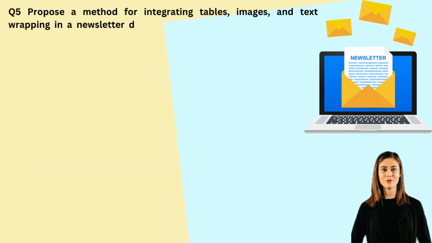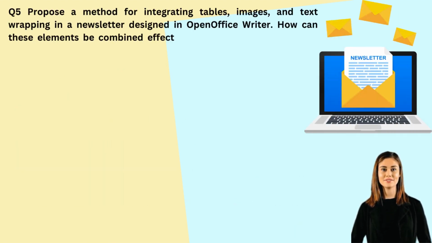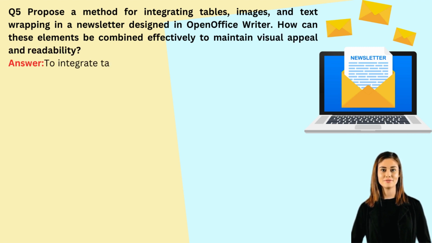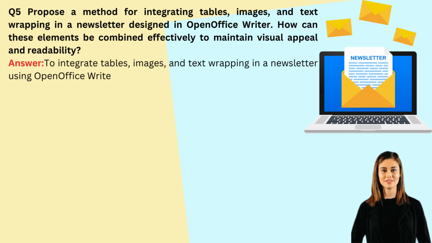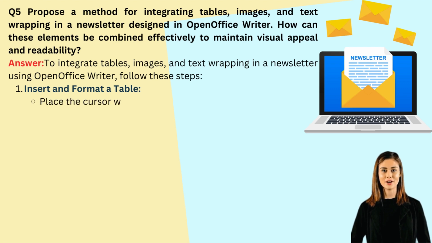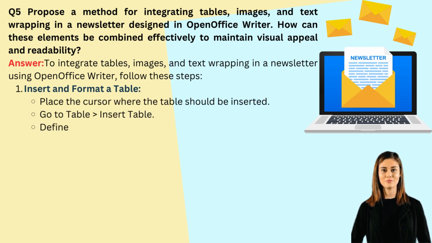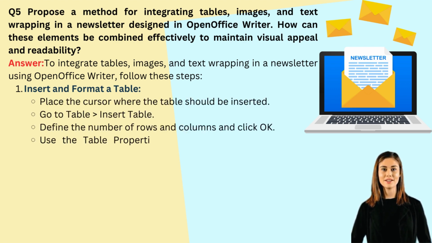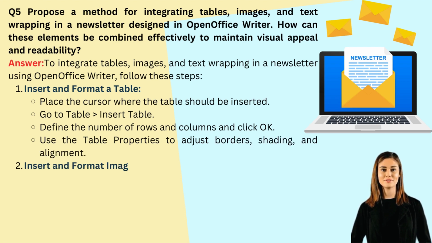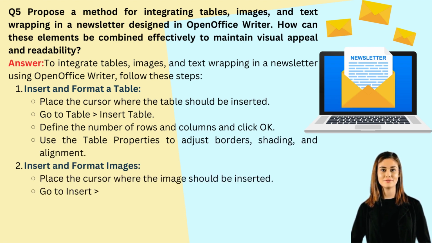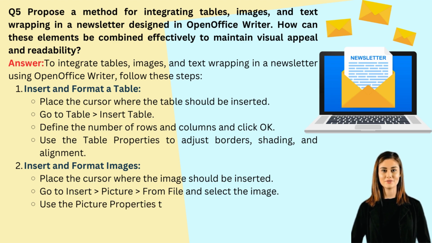Question 5. Propose a method for integrating tables, images, and text wrapping in a newsletter designed in OpenOffice Writer. How can these elements be combined effectively to maintain visual appeal and readability? Answer. To integrate tables, images, and text wrapping in a newsletter using OpenOffice Writer, follow these steps.